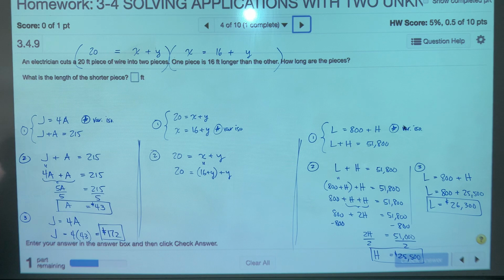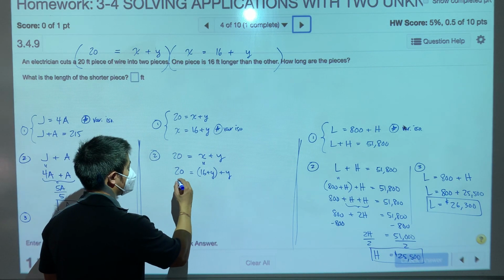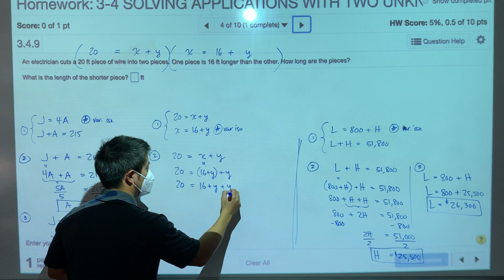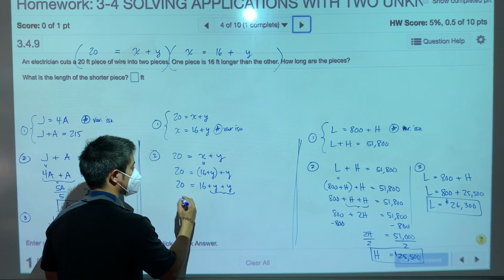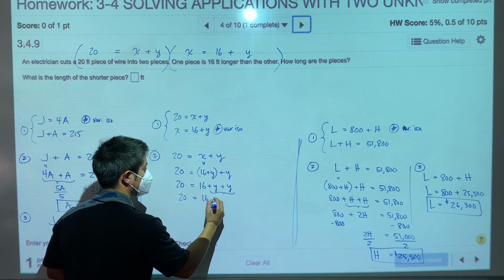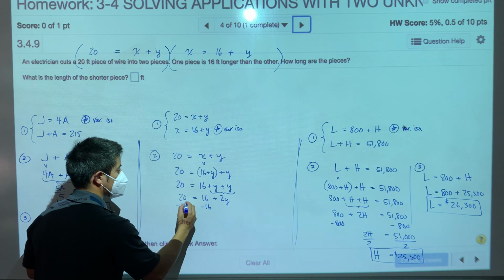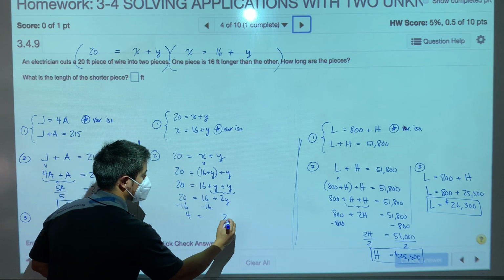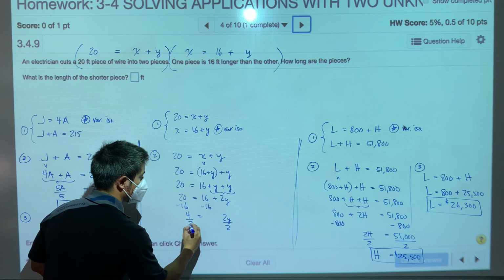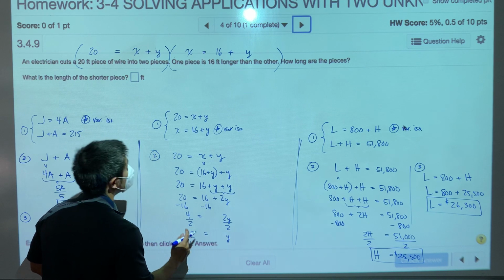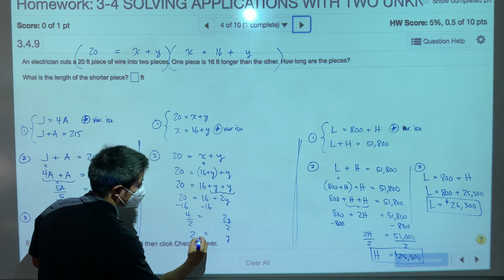Any questions about that at all? We okay? All right, let's go open things up, solve it, and move on to the next problem. 20 equals 16 plus Y plus Y, combine like terms. So that's going to be 20 equals 16 plus 2Y's. Then I'm going to subtract 16 from both sides. 4 equals 2Y. Divide both sides by 2. And 2 equals Y. So one of the pieces is 2 feet long.